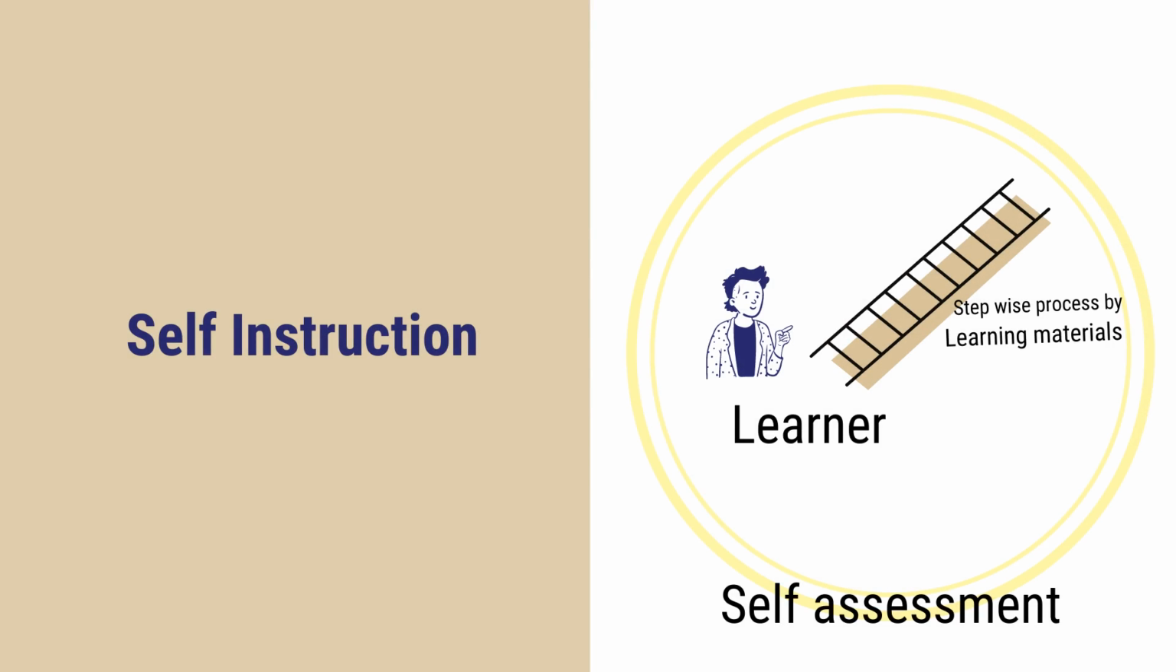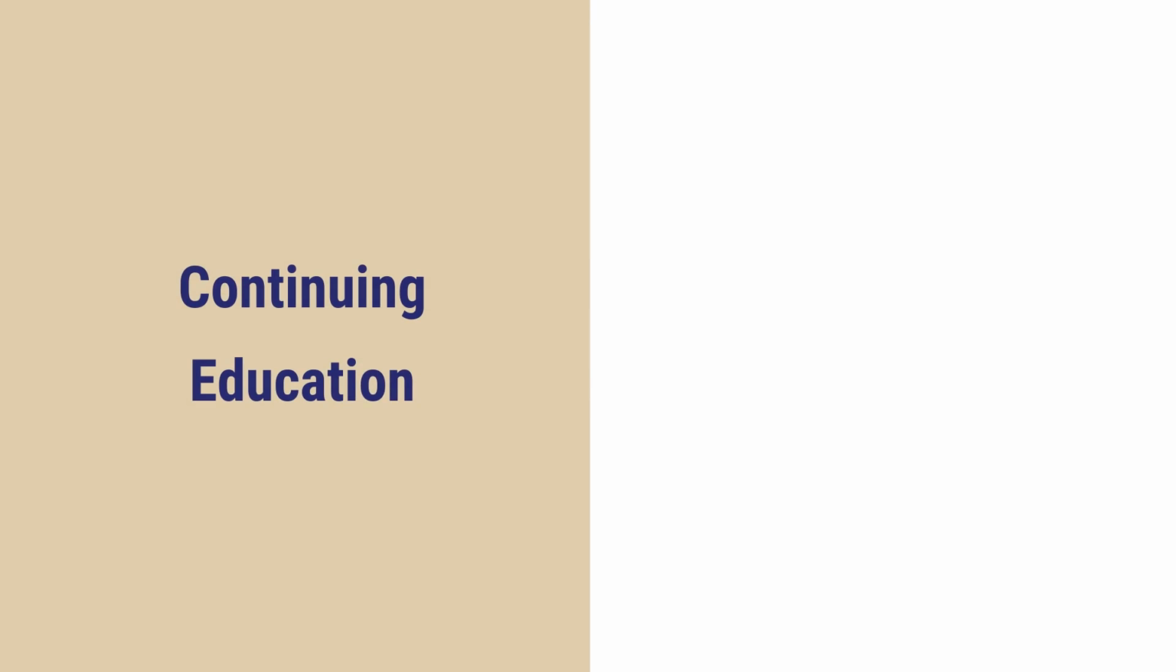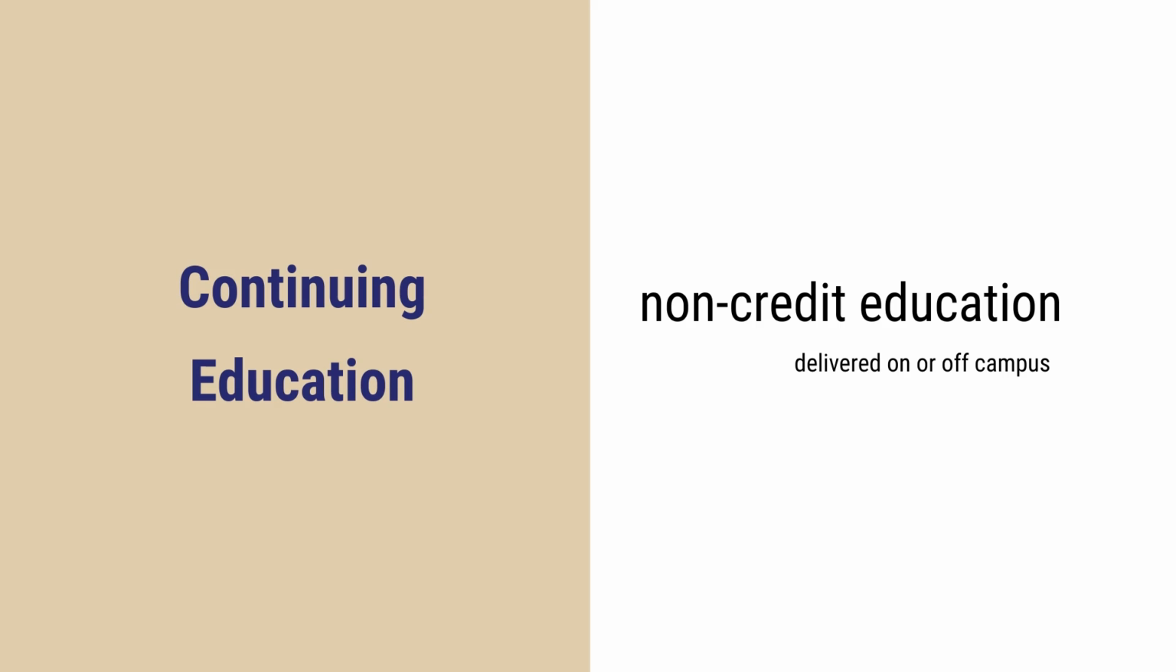Self-instruction is a term which defines the process in which a learner is guided through a step-by-step learning process by the learning material. One of the most important features of self-instruction is self-assessment. The assessment can either be paper or computer-based. Continuing education is quite a vague term. It mostly applies to non-credit education. The courses in continuing education can either be taken on or off campus.